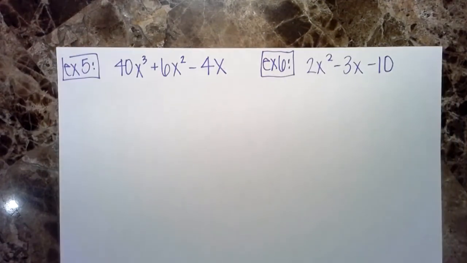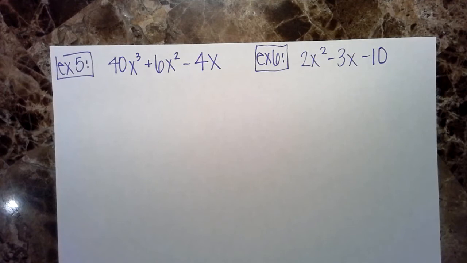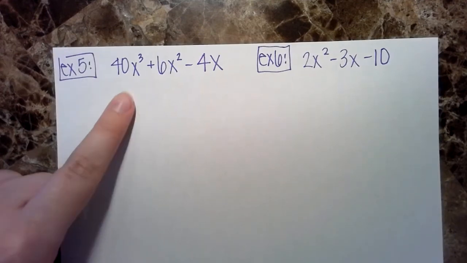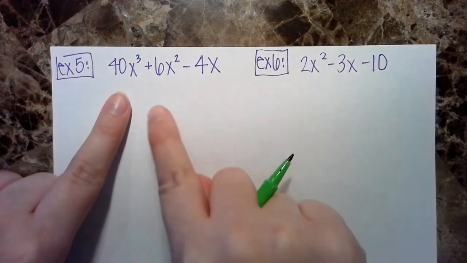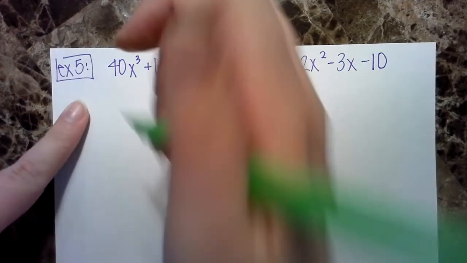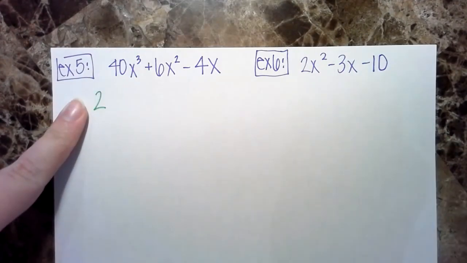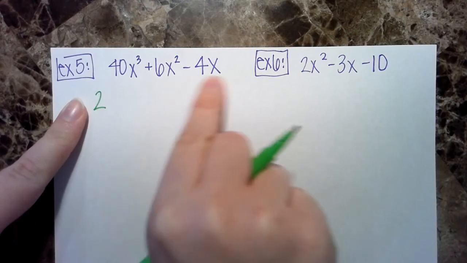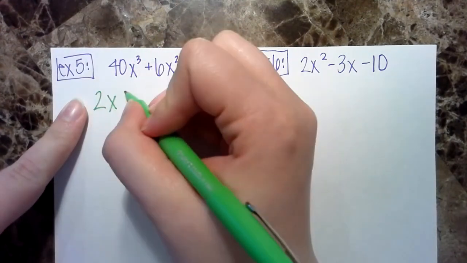Here's my next example. In this one, I'd have to look to see if I can take out a GCF. The 6 and 4 all have 2 in common. I also notice they all have an x, so I can take out a 2x.